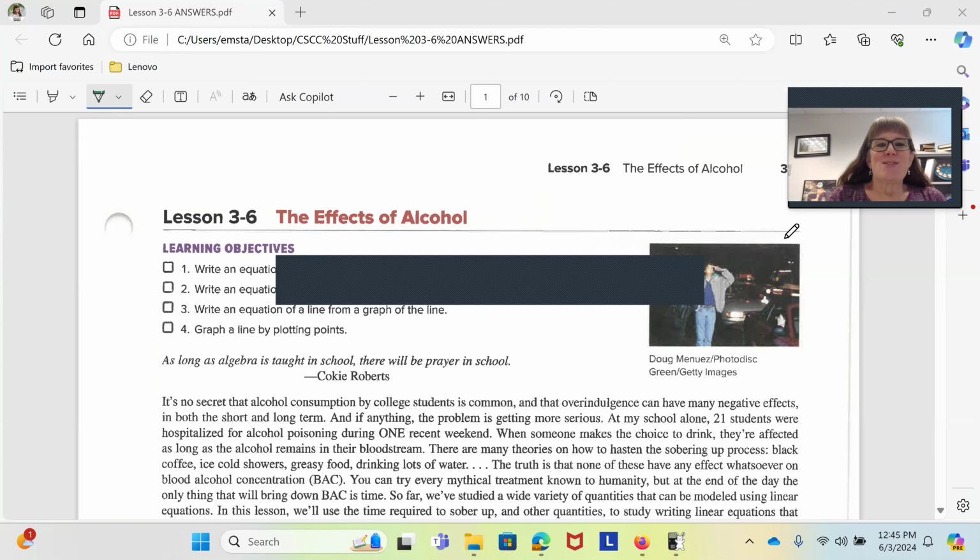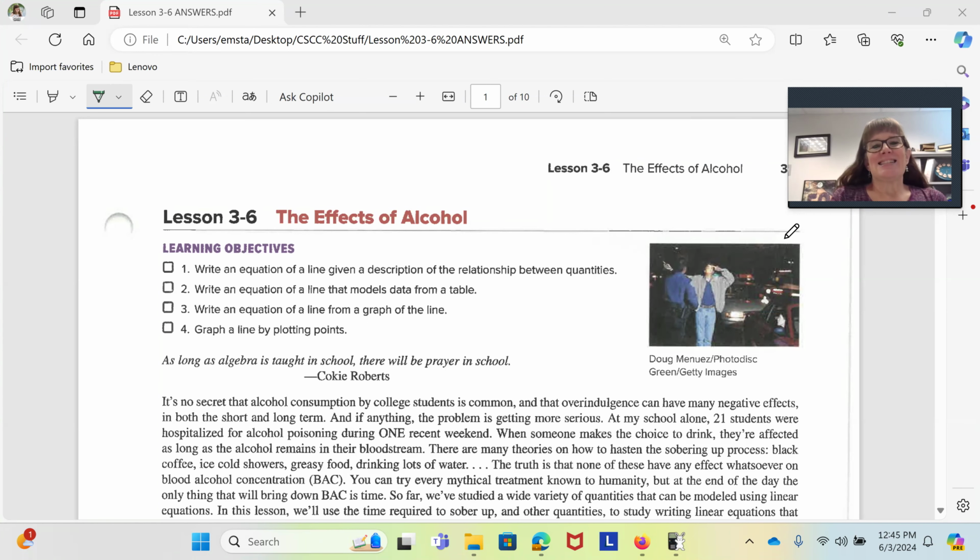Hello and welcome to lesson 3.6. This lesson is titled The Effects of Alcohol. And today we will be learning about slope-intercept form and linear modeling. This can be found on page 361 of your textbook.